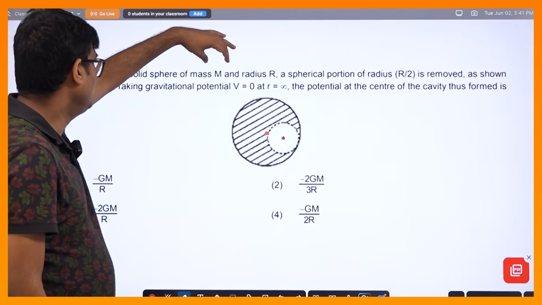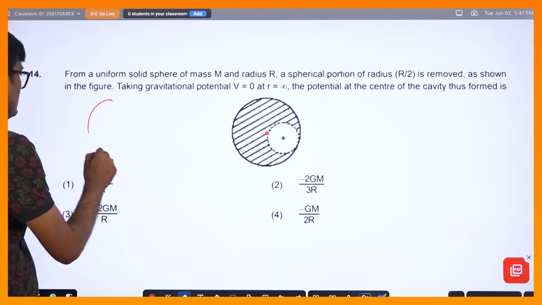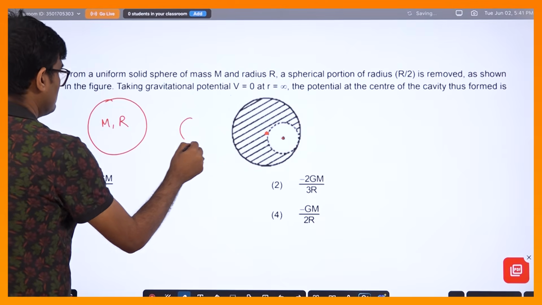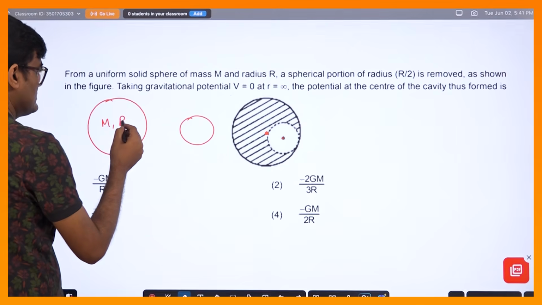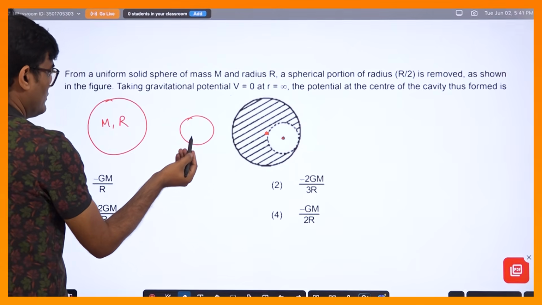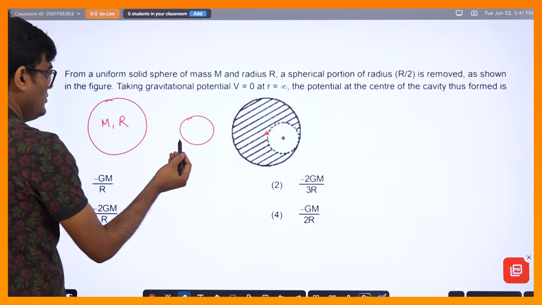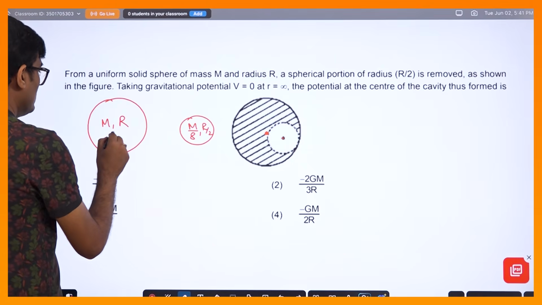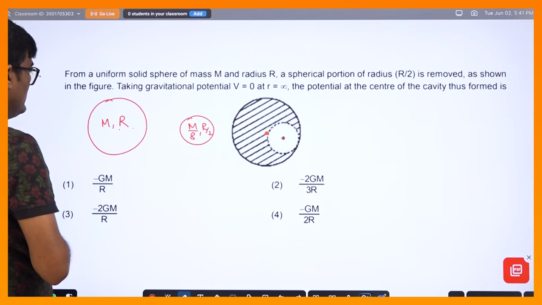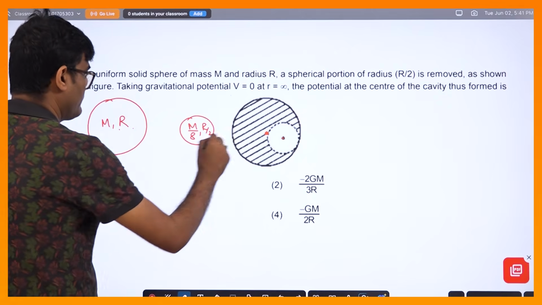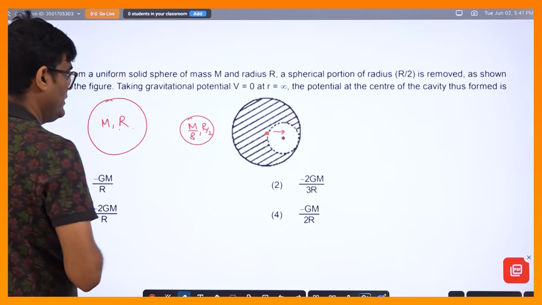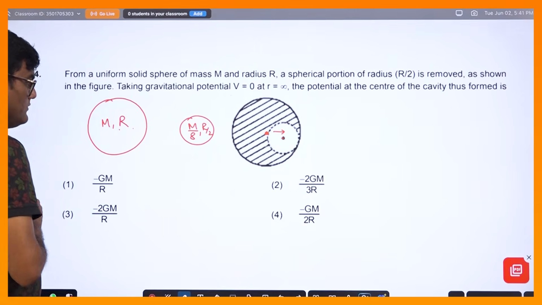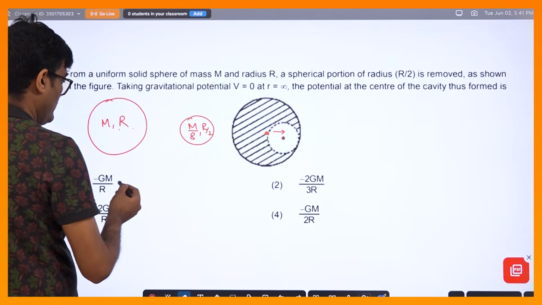So I am assuming here that the bigger sphere has a mass m and radius r, and the smaller sphere then will have a mass m by 8, because the radius is half and mass is proportional to radius cube, with radius r by 2. So what is the potential due to this bigger sphere at this point? That we can calculate. There was a formula for potential, if you remember.